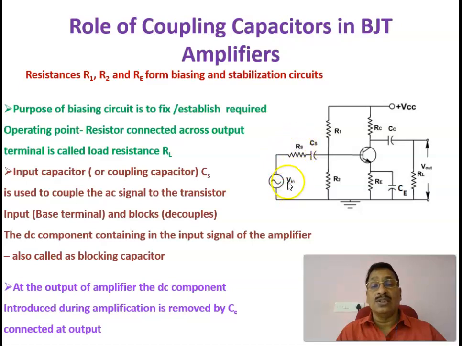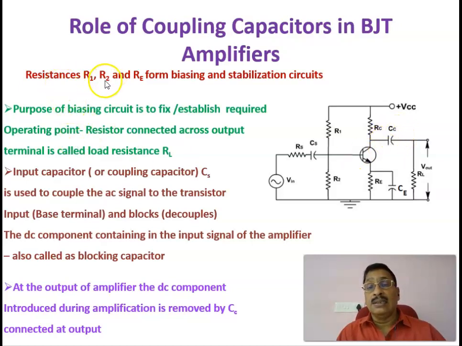RS is the source resistance, VS is the source voltage, and this is the coupling capacitor. Both CS and CC are coupling capacitors: the coupling capacitor on the source side is CS, and the coupling capacitor at the load side is represented as CC.